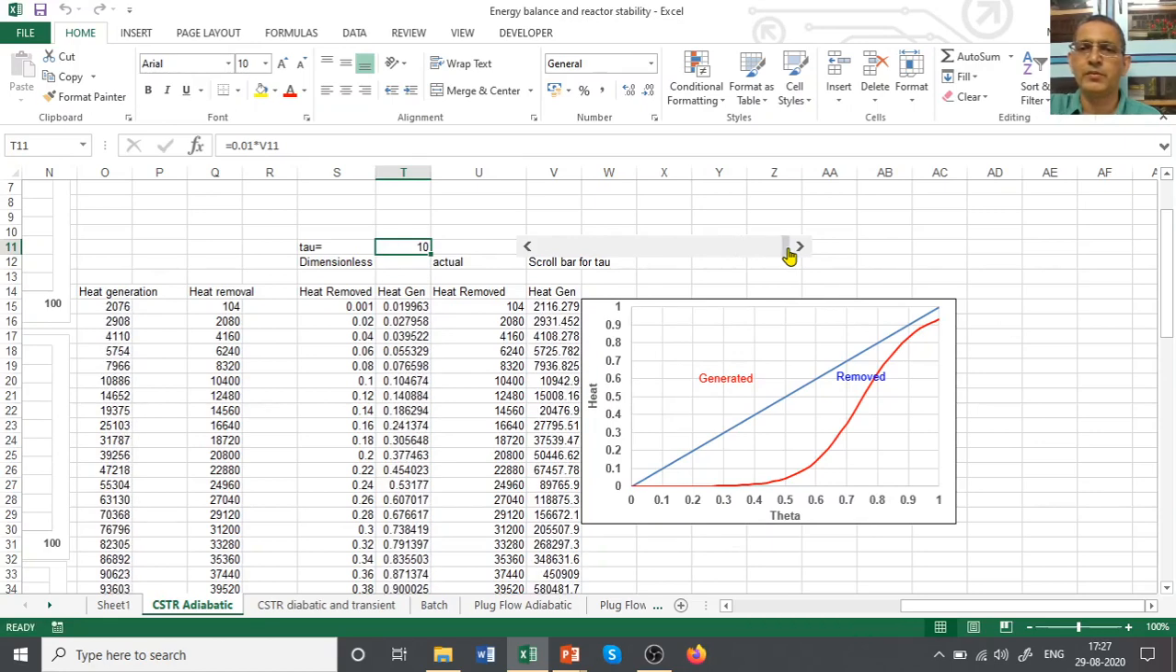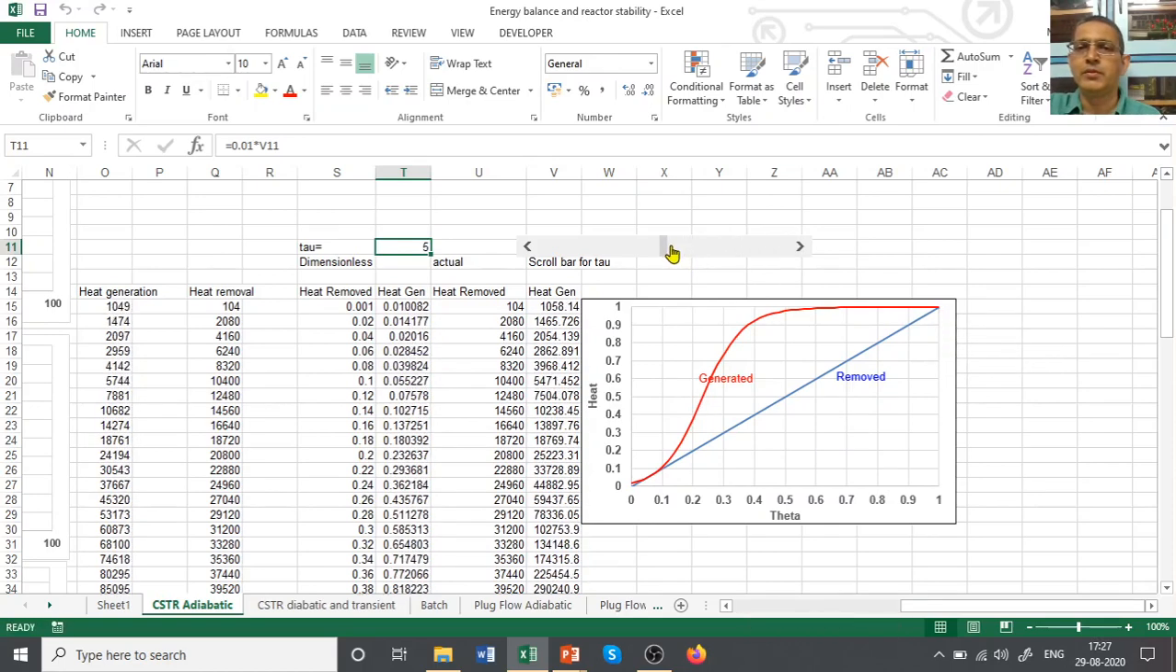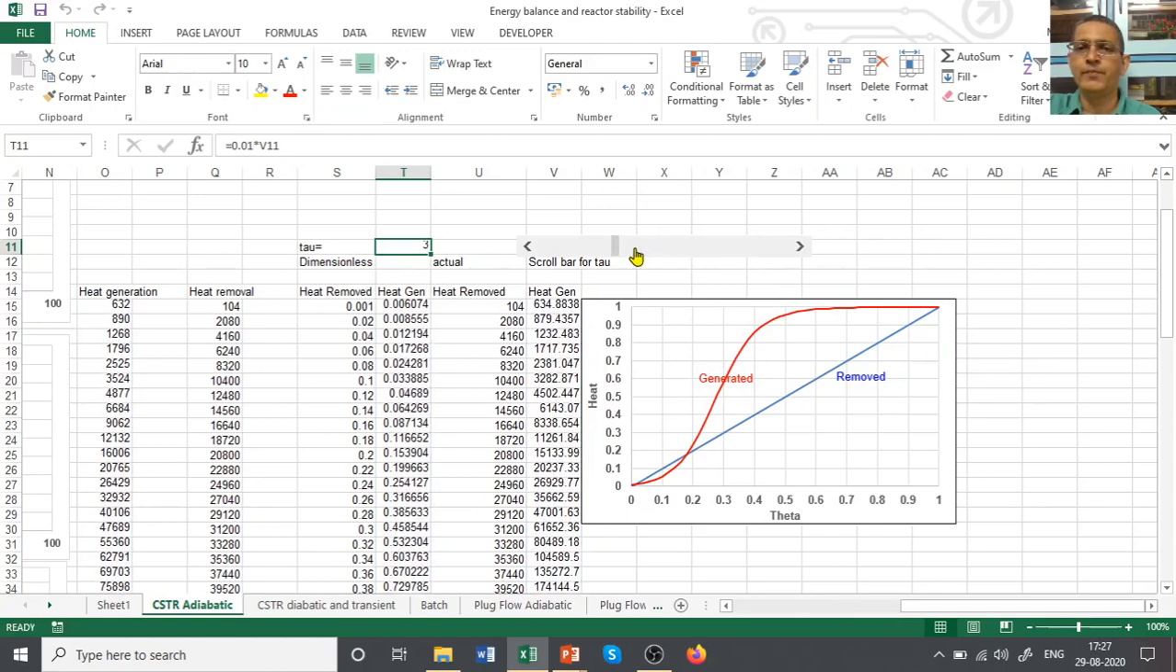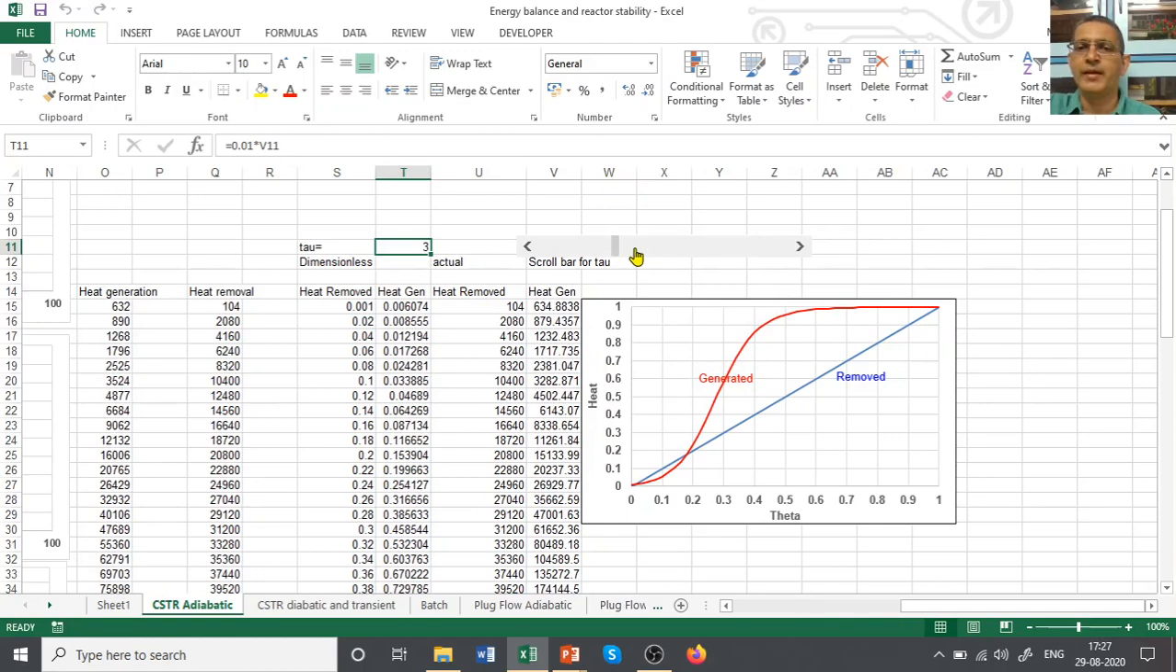If I increase the value of tau to some very large value, you'll see what happens. They practically don't intersect here, they intersect only here. At any intermediate value, the heat generated curve and the heat removal curve intersect at 3 points. And these are the 3 steady states that we got in our previous graph.